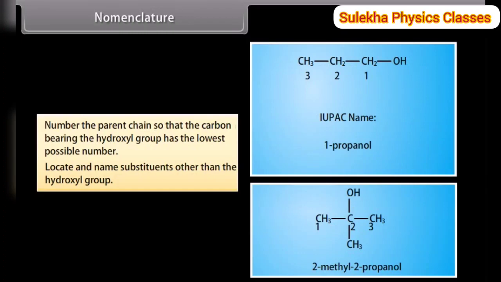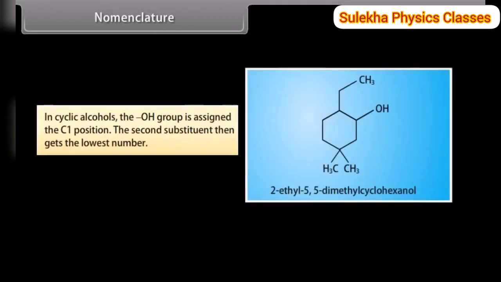Example: 2-methyl-2-propanol. In cyclic alcohol, the hydroxyl group is assigned the C1 position. The second substituent then gets the lowest number. For example, 2-ethyl-5,5-dimethylcyclohexanol.